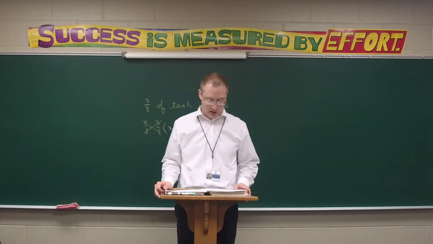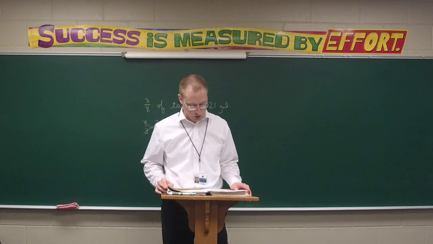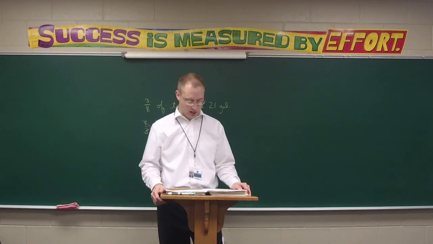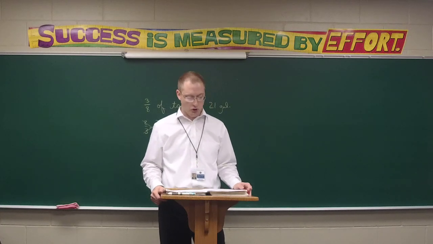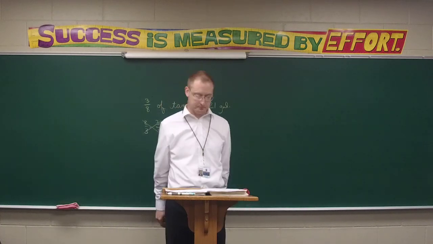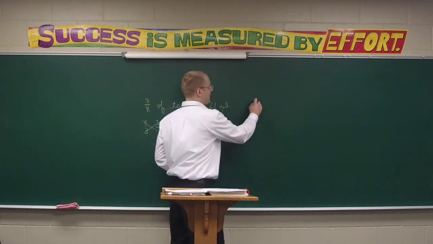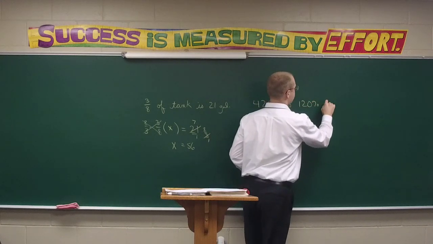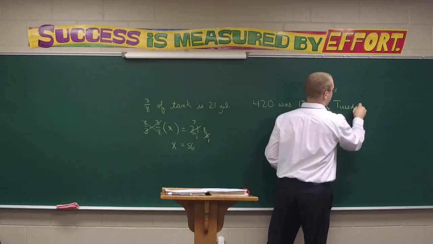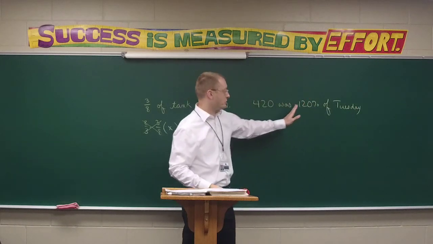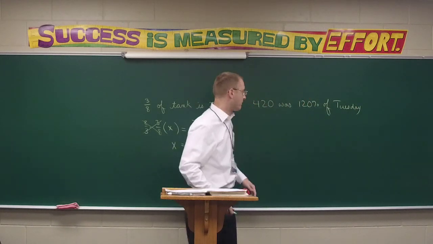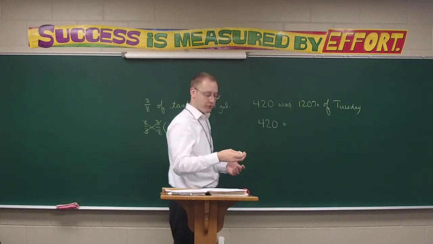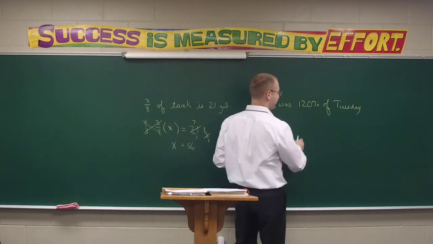All right, next one says, on Wednesday, the bus transported a total of 420 passengers. This number, 420, was 120% of the number of passengers who were transported on Tuesday. How many were transported on Tuesday? Same thing. The 420 passengers was 120% of the number transported on Tuesday, right? This number was 120% of the number of passengers on Tuesday. Well, again, instead of was, we can put equals. That linking verb means equals, a refresher from your algebra classes.